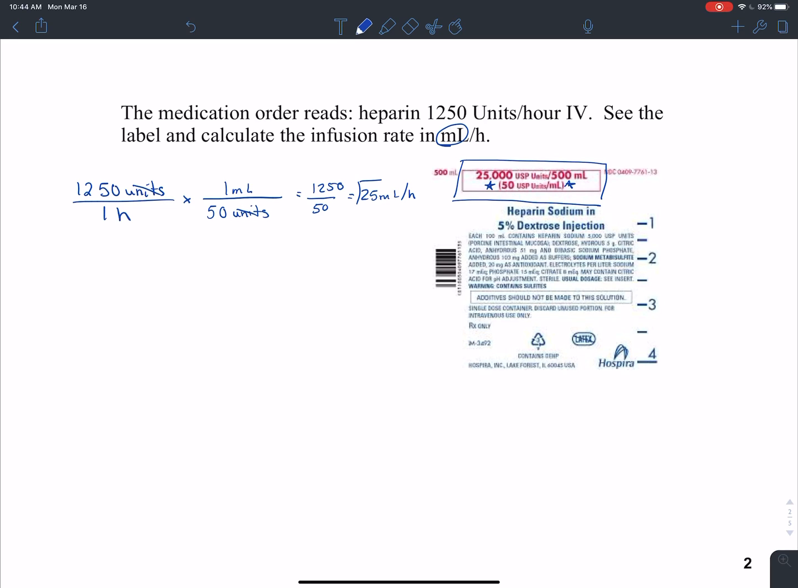per hour. Now we only need to do this once, but I'm going to do this using the other rate that they give us on this label just to prove that it doesn't matter. So I could have used that same information from the problem, the 1,250 units per 1 hour, but instead chose to use that top rate, that there's 25,000 units in 500 milliliters. When I do that, I end up with 625,000 over 25,000. And when I divide, that also gives me the 25 milliliters per hour.